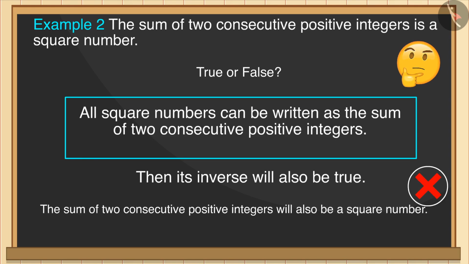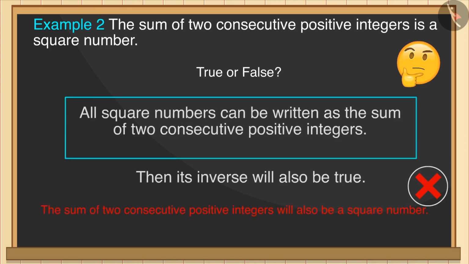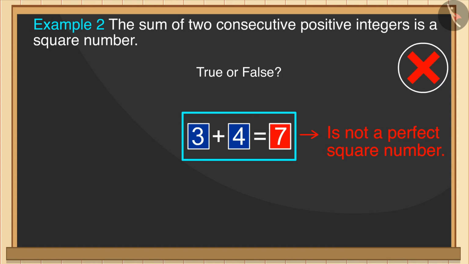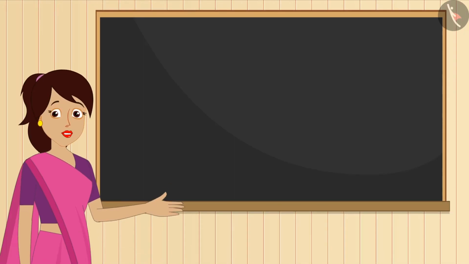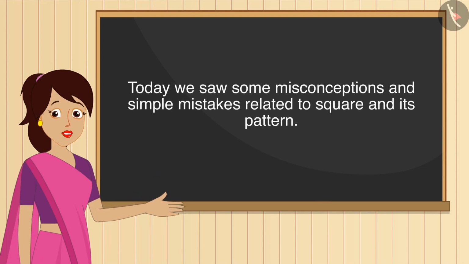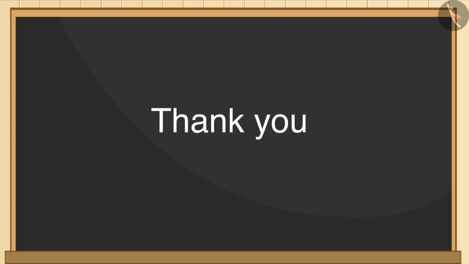This is a misconception. The sum of two consecutive numbers is not always a square number. For example, the sum of numbers 3 and 4 is 7, which is not a perfect square number. Hence, this statement is false. In this video, we saw some misconceptions and simple mistakes related to square and its pattern. Hope you won't make such mistakes.